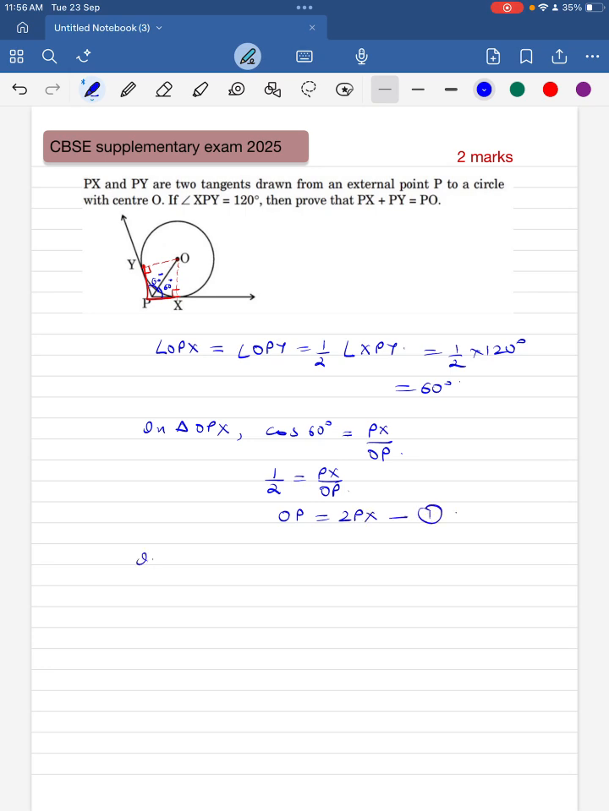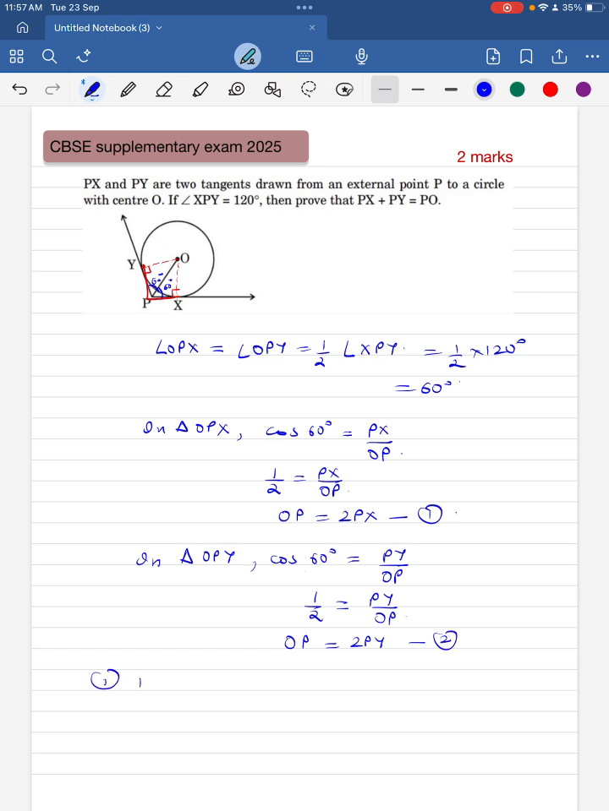Now let me use trigonometry in the other triangle, that is, in triangle OPY. I know that cos 60 degrees is equal to PY divided by OP, the adjacent side divided by the hypotenuse. Now cos 60 is once again 1 by 2, so 1 by 2 is equal to PY divided by OP. Let me cross multiply and I would get the value of OP as 2 times PY. So that's my second linear equation.